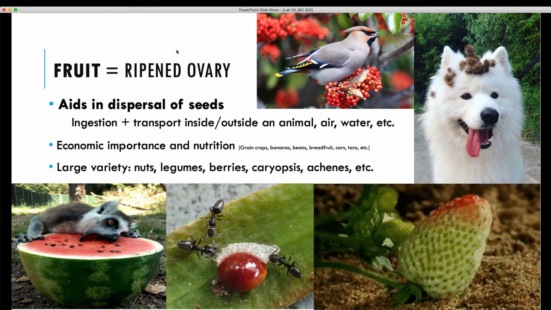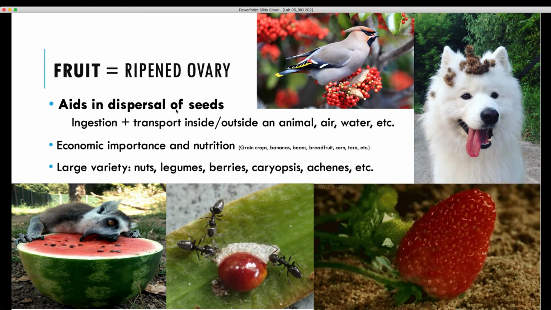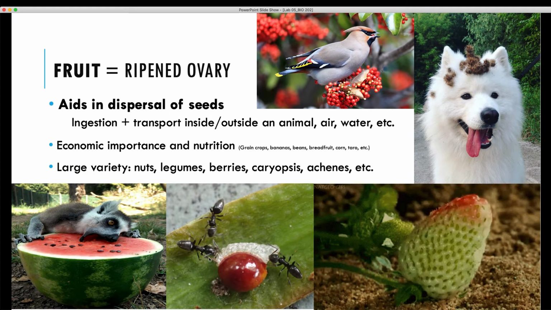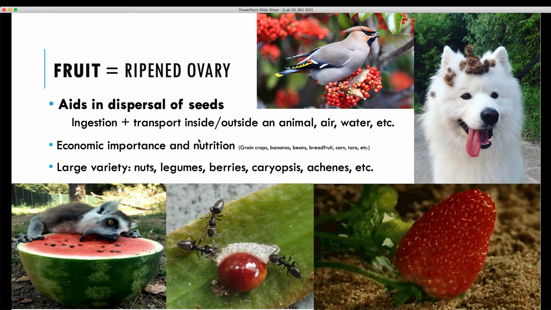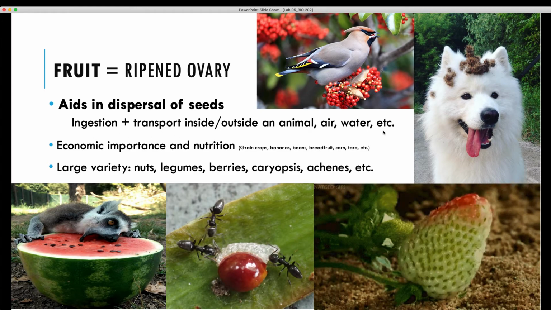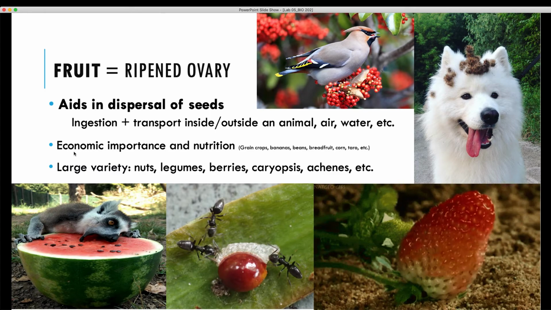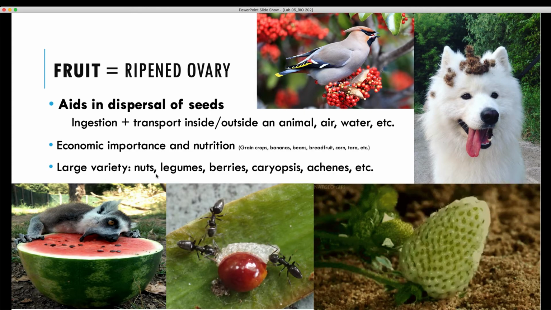So fruit. This is just a ripened ovary. It aids in dispersal of seeds. Its purpose is to kind of trick biotic organisms, so any mammals, birds, whatever, into eating them and pooping them out somewhere else. We also find fruit to be very important to our nutrition as well. Lots of fruits like bananas, beans, corn, and grains. We eat lots of those. But the biggest thing here is that there's a variety of fruit types. So we're going to talk about some of those fruit types.